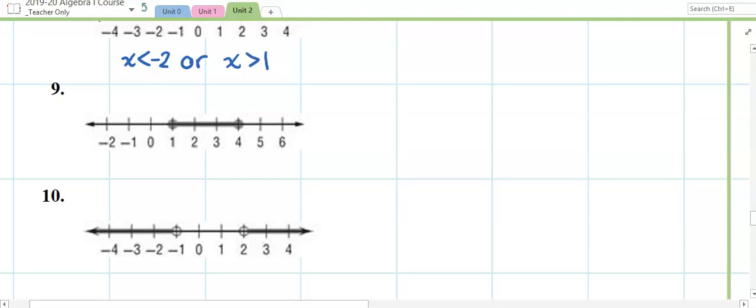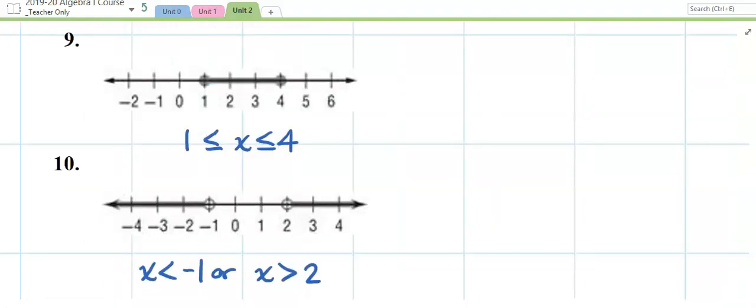Pause the video and try numbers 9 and 10 and see if you get the same answer as me. Did you get these same answers for 9 and 10? If you didn't, be sure to ask your teacher in class to see what you might be doing wrong.